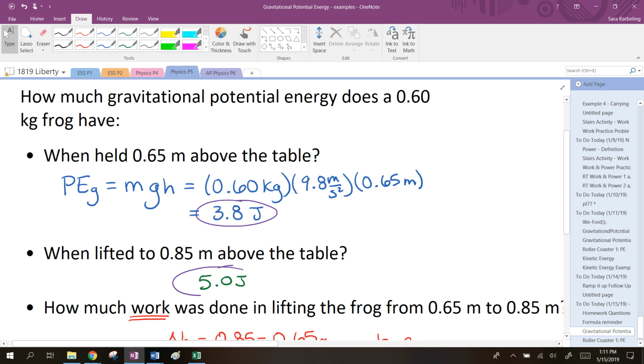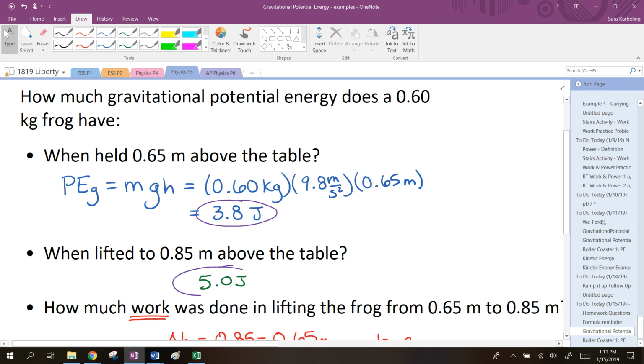Yeah, it's more than a meter now, right? It's like a meter and some. That's a lot of distance. So this looks like it should be way more than 3.8 joules. But I didn't do any work. So that's weird. And it has to do with where you're calling your zero. You with me there? Okay.